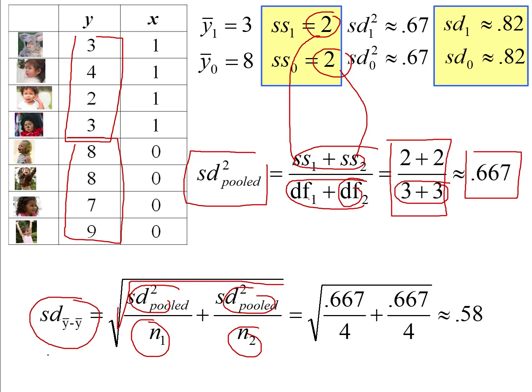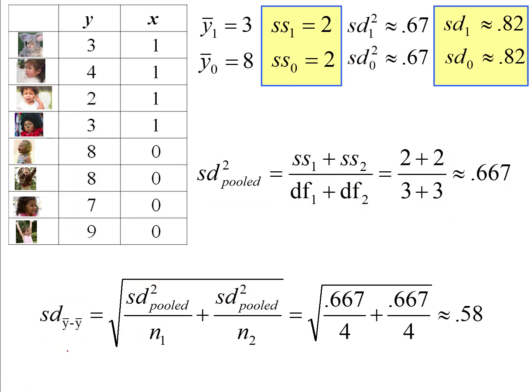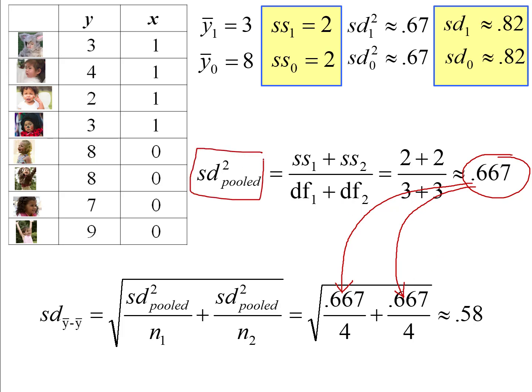So let's do that. I'll take my pooled variance, 0.667, and I'll put it right there in that numerator, and I'll take that exact same value and put it right there. This will always be the same. You'll calculate just a single pooled variance, and you'll put that same exact value in these 2 spots in your formula for a standard error of mean difference.